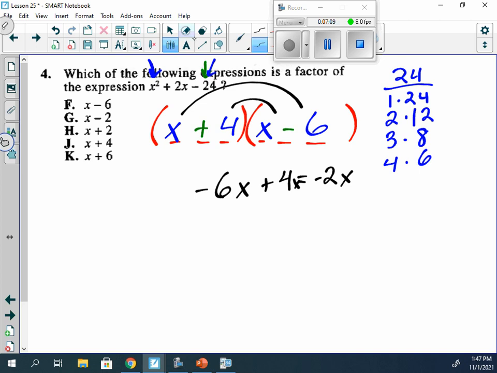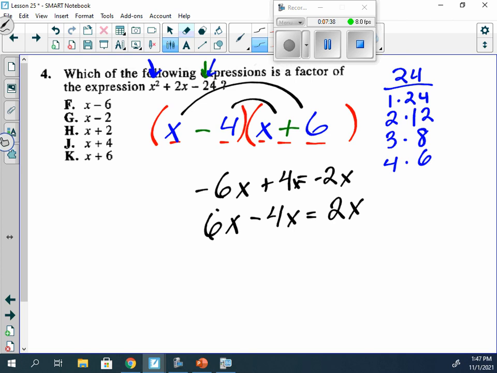Well, no, we wanted it to be positive instead of negative. So what we can do is switch the signs, make the 4 negative and the 6 positive. And that would work because x times 6 would be positive 6x this time. Negative 4 times x would be negative 4x. And 6x minus 4x gives us a positive 2x, which we wanted. So our 2 factors are x minus 4 and x plus 6.